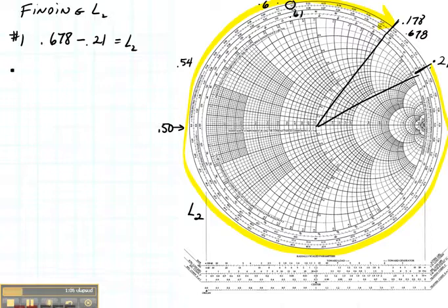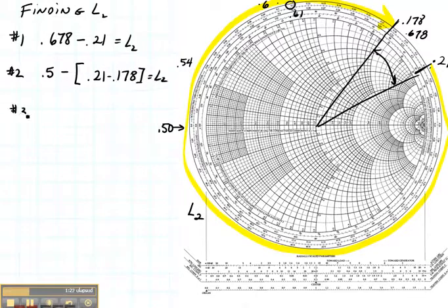Now here's another way you could do it. Another way you could do it is notice that the entire distance around is 0.5. And then you could subtract off this little bitty distance right here, which is 0.21 minus 0.178. That's another way to find L2.